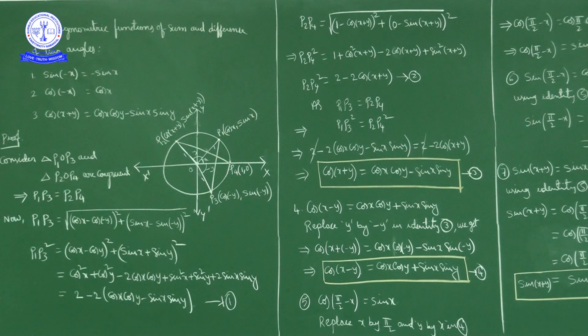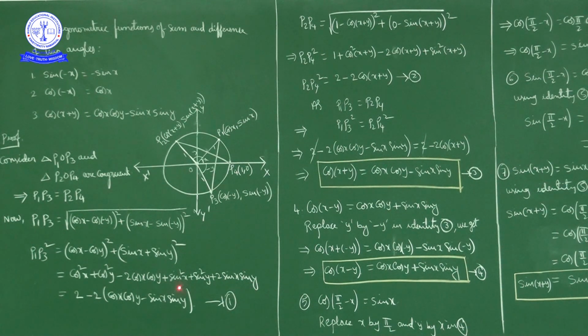Now expand. (a minus b) whole square is a square plus b square minus 2ab. So (cos x minus cos y) whole square is cos square x plus cos square y minus 2 cos x cos y. Then (sin x plus sin y) whole square, the (a plus b) whole square expansion, is sin square x plus sin square y plus 2 sin x sin y.